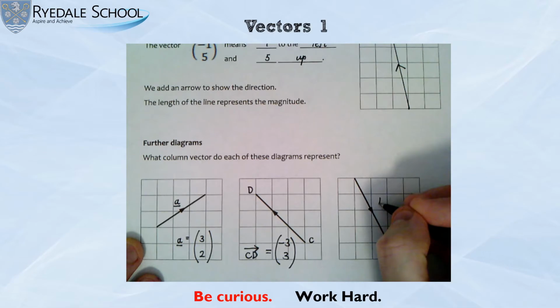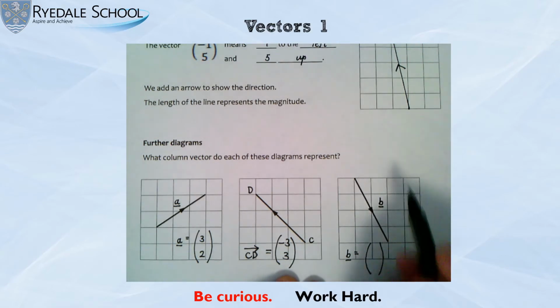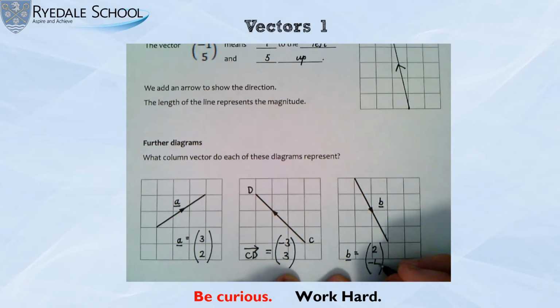I'll go back to my single letter notation for this one. I'm working out vector B here: 2 to the right, positive 2, 4 down, negative 4. So that is how we can go from the diagram to the vector.